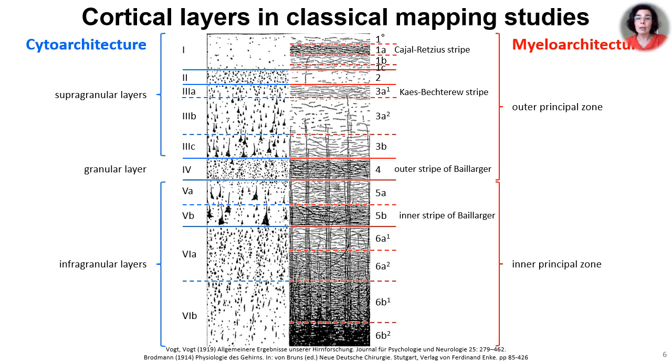As you can see, there is no one-to-one correspondence between the layers revealed by these two staining methods, though we do find concordances for certain layers, such as layer 4. It's specifically this outer stripe of Gennari that is particularly enlarged in the primary visual cortex of primates, where it has been named the Gennari stripe, and I'll come back to this structure later on in my talk.